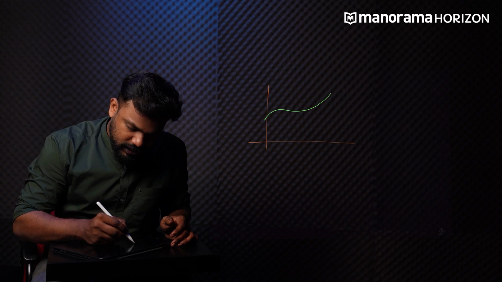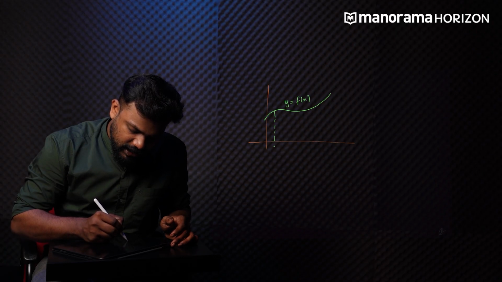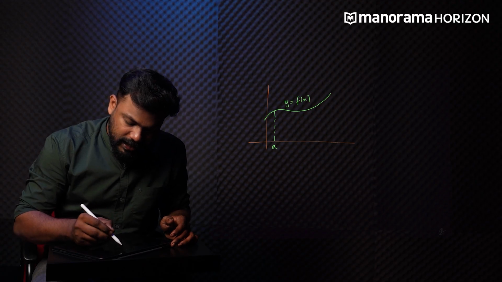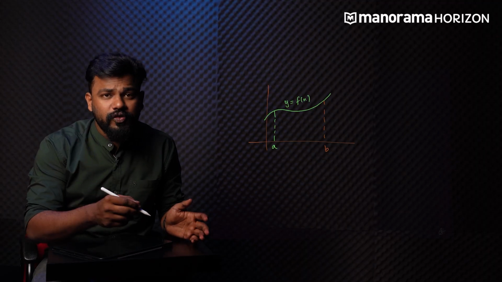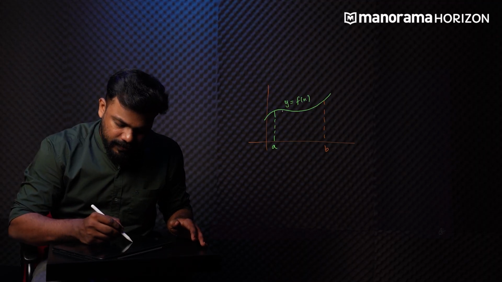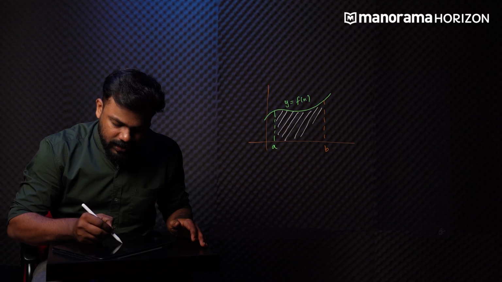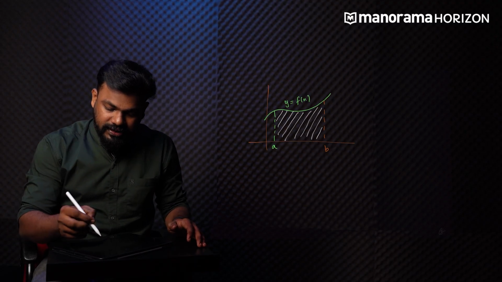Another, that is y is equal to f of x. Now I am taking two boundaries. One is A and the other boundary that I am taking here is B. So I have two boundaries, and if I want to find out the area between this A and B, let me just shade that area. So I have the area between A and B.